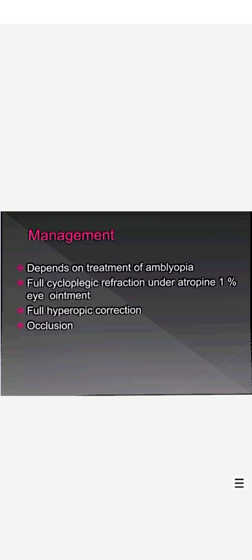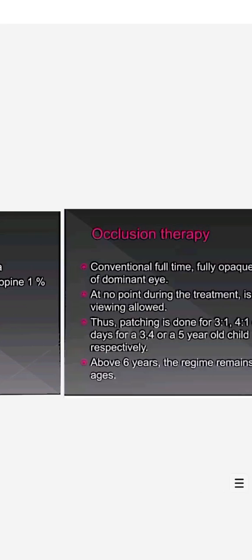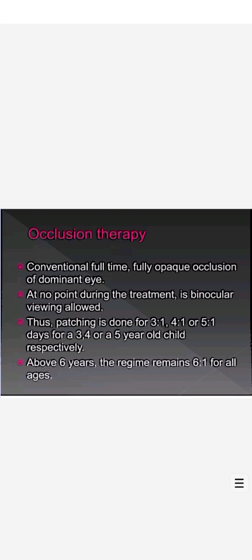Etiology unknown; multifactorial, heritable factors, monozygotic twins showing esotropia. Developmental anomalies are seen in the first 4 months. Management depends on treatment of amblyopia: full cycloplegic refraction under atropine 1% eye ointment, full hyperopic correction, occlusion therapy, full time, fully opaque occlusion of the dominant eye. At no point during the treatment is binocular viewing allowed.